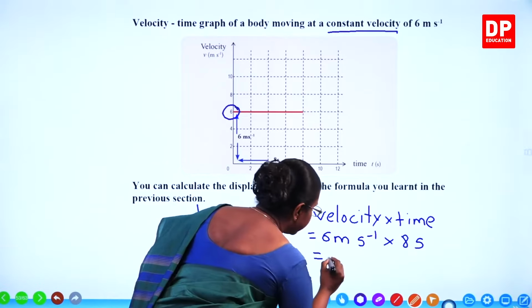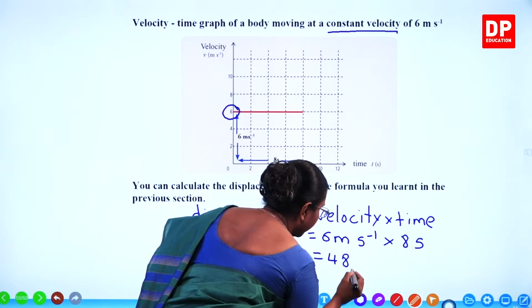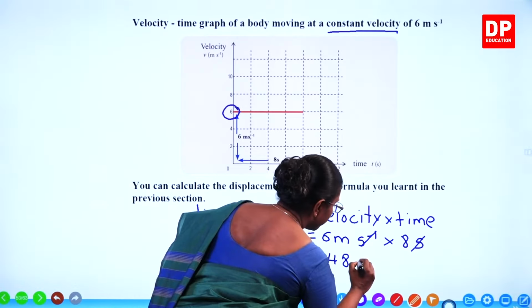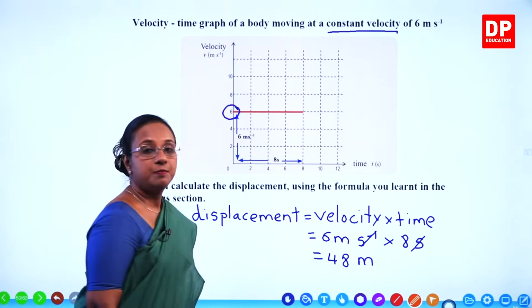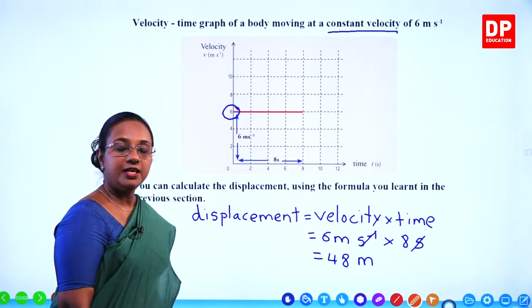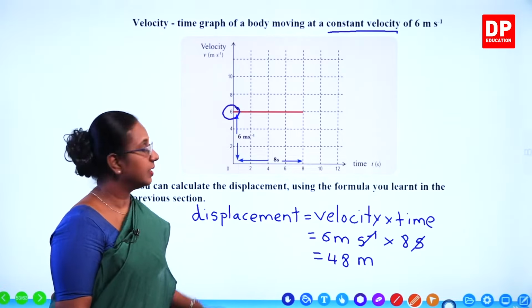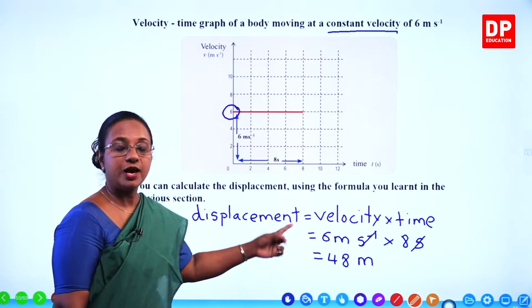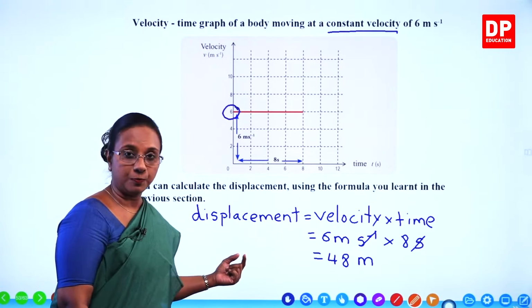If we multiply 6 by 8, it's 48. Second minus 1 and second will cancel off, so you will get the unit as meters. 48 meters is the displacement of this object. That is using the formula we have learned before.